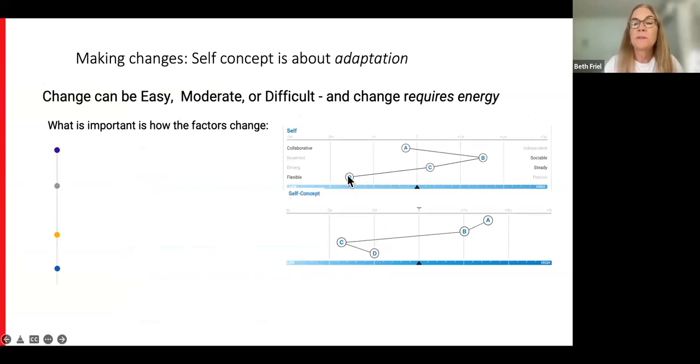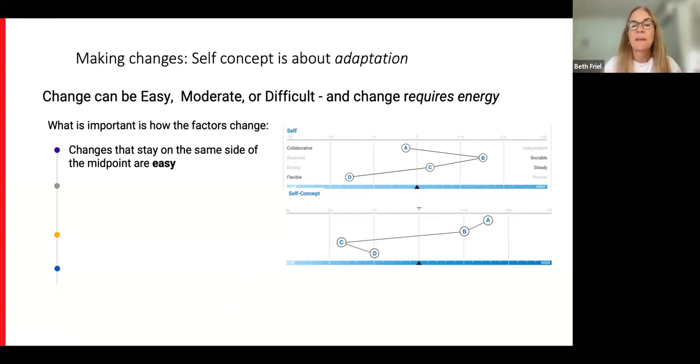So if you guys remember, self-concept is about adaptation and making changes. So change requires energy, and it can be easy, moderate, or difficult. Change that is on the same side of that midpoint of the little triangle is considered easy. And easy means you can sustain it for a long time. It's not a big effort.